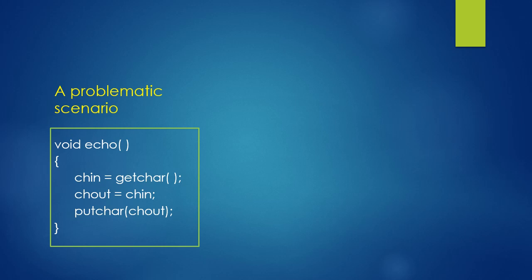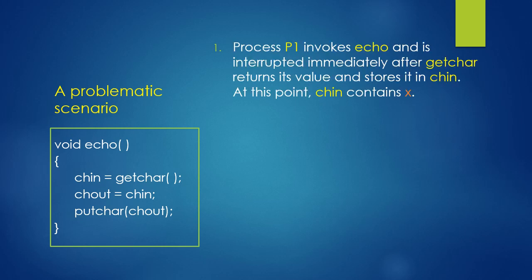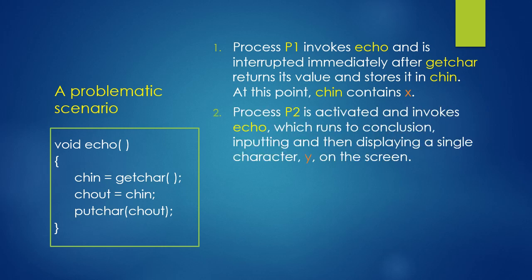Consider the following sequence. Process P1 invokes the echo procedure and is interrupted immediately after getChar returns its value and stores it in ch_in. At this point, the most recently entered character x is stored in variable ch_in. Process P2 is activated and it invokes the echo procedure, which runs to conclusion, inputting and then displaying a single character y on the screen.